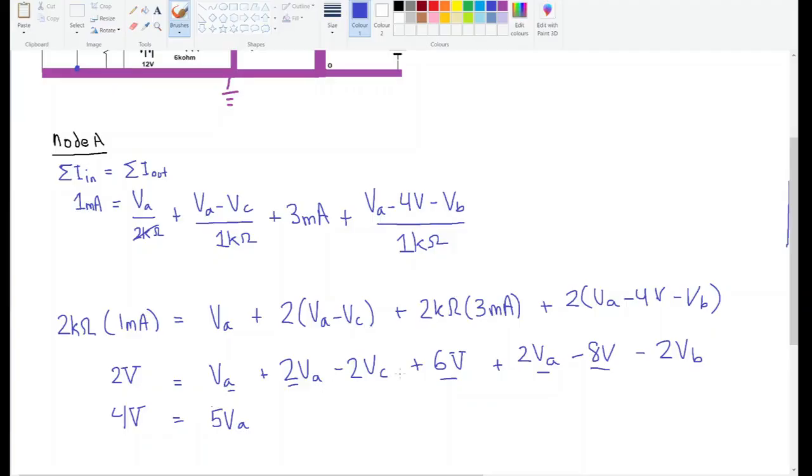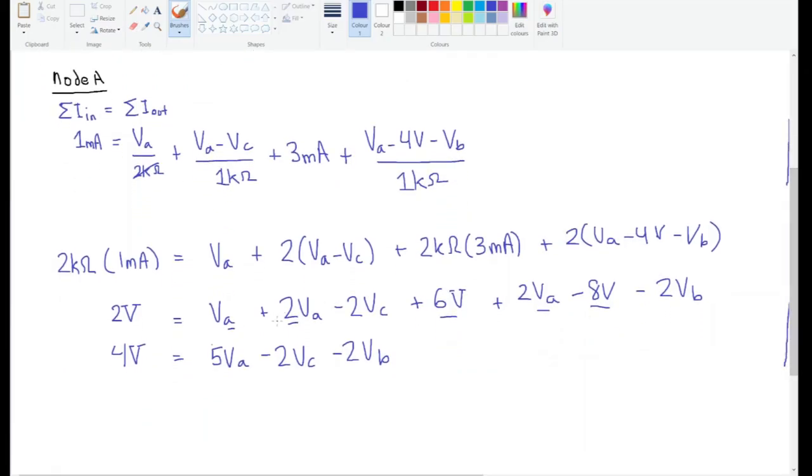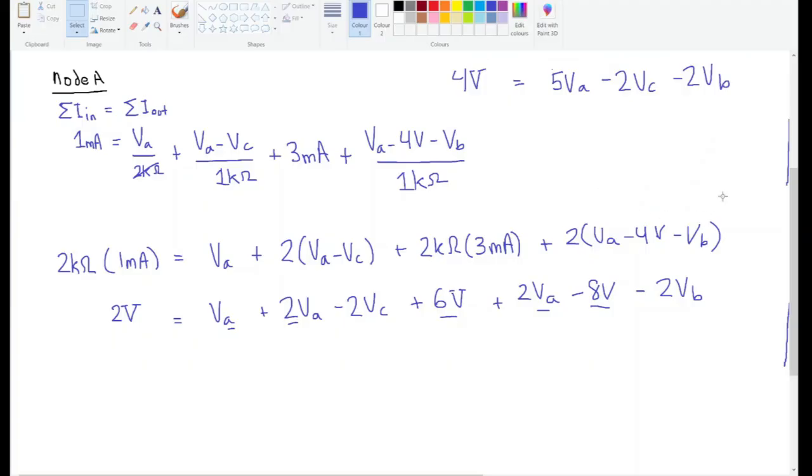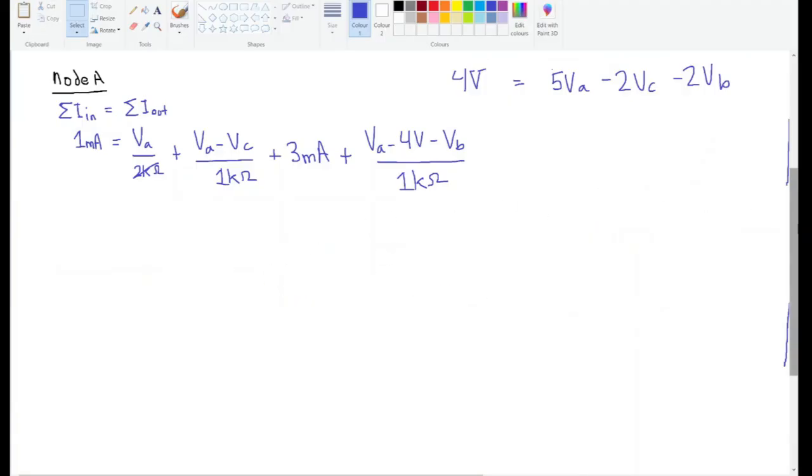And then we do the VBs and VCs. So that's -2 VC. And are there any others? Yeah, okay, so that's 2 VB. All right. So yeah, that's a little bit easier, isn't it? A little bit simpler of an equation. So let's move that over here, and we'll get rid of all this other stuff. So that's the equation for node A.